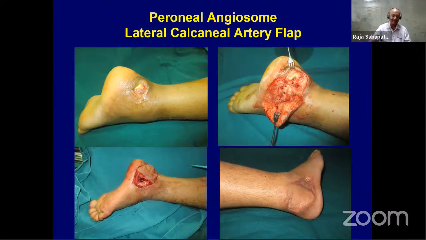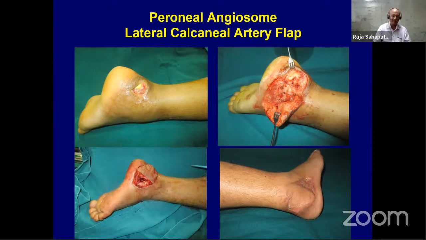So the lateral calcaneal artery flap is a very, very good flap. It's a workhorse flap. Quite often in diabetics, the tendo-Achilles ruptures, and some surgery is done, and the tendo-Achilles area gets exposed. I think it's a disastrous situation. So one of the useful flaps that we have is the lateral calcaneal artery flap. It's a very versatile flap. It's a very robust flap.